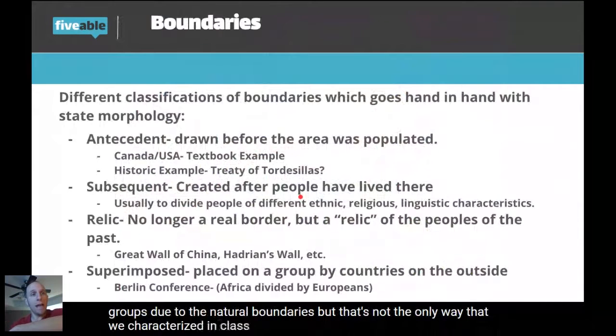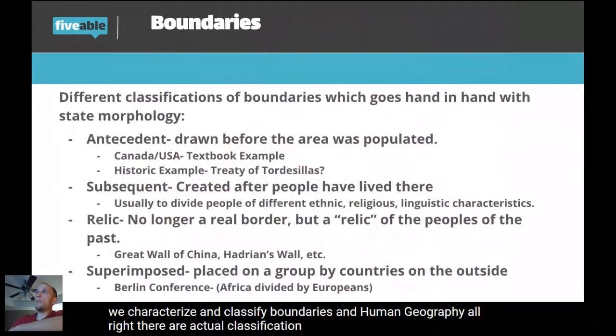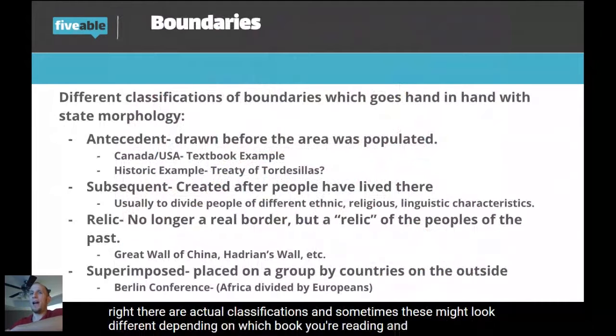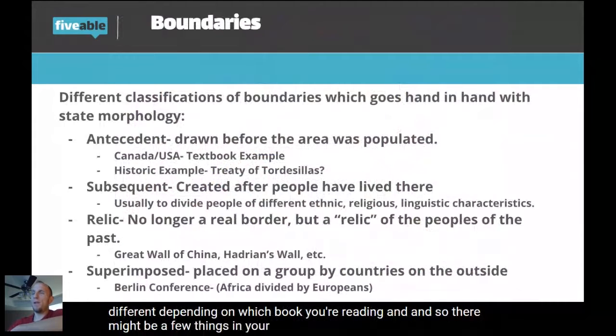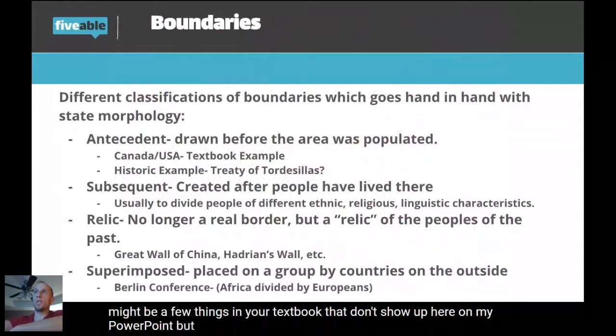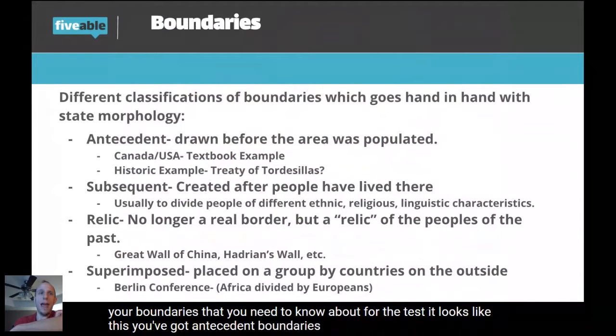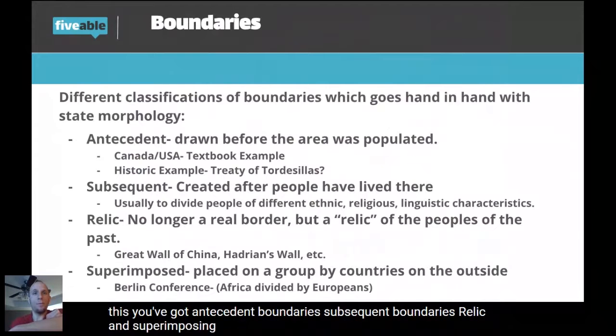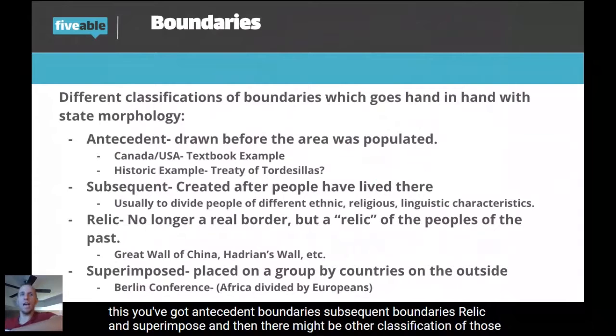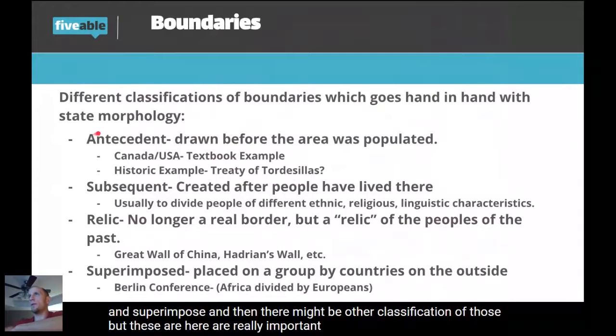But that's not the only way that we characterize and classify boundaries in human geography. There are actual classifications, and sometimes these might look different depending on which book you're reading, so there might be a few things in your textbook that don't show up here in my PowerPoint, but for the most part, this is going to cover the boundaries you need to know about for the test. And it looks like this. You've got antecedent boundaries, subsequent boundaries, relic, and superimposed. There might be other classifications of those, but these are really important.